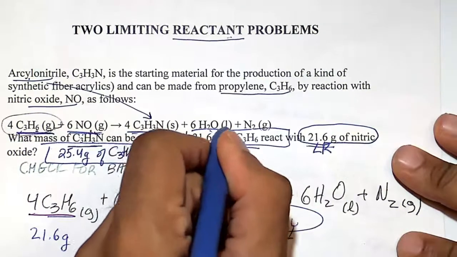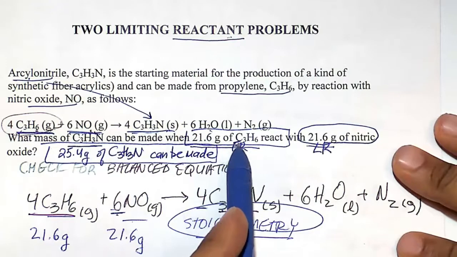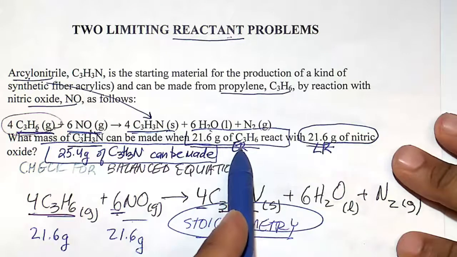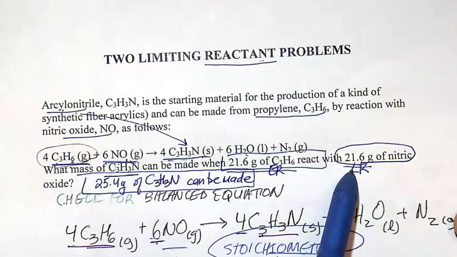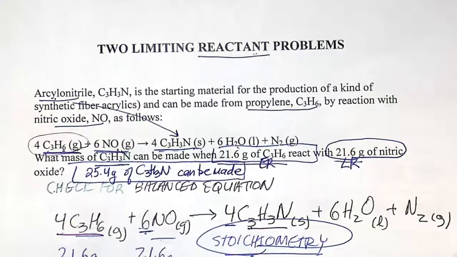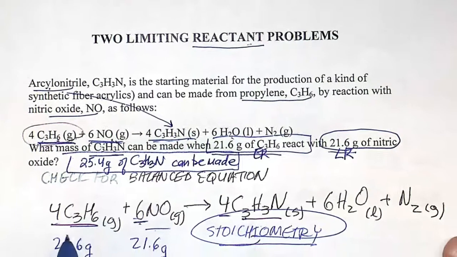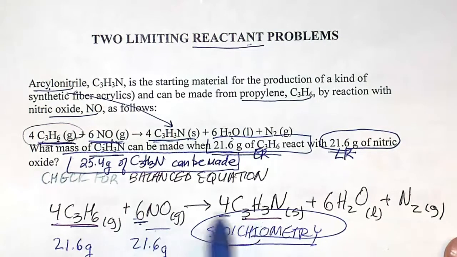Some of this stuff, the 21.6 grams of propylene gas, is going to be left as excess. Since this is the limiting reactant, it limits how much of this is produced and how much of this remains. So we can calculate the excess reagent based upon the fact that this gets all eaten up to make this, and this gets all eaten up to make that. This gets all eaten up first. This is left over. How much of this is left over?